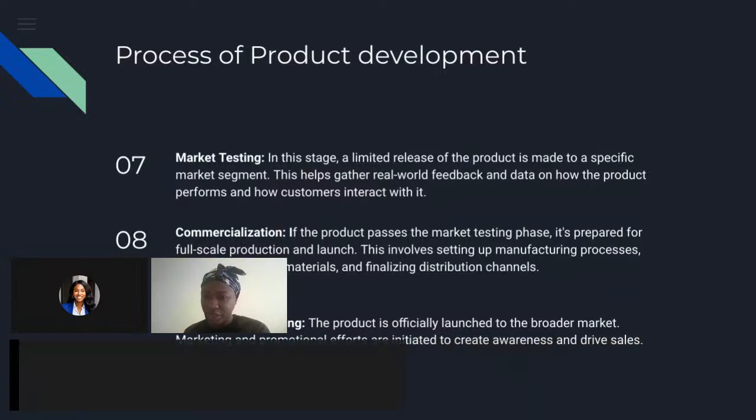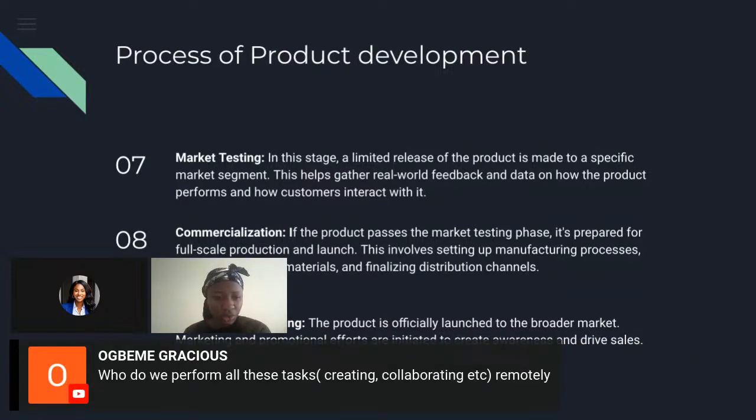Hello. Okay, so how do we perform all these tasks? Creating area. Are you saying how? How do we perform all these tasks remotely? Is that how? Yes, how. All right, no problem. So remote, right?